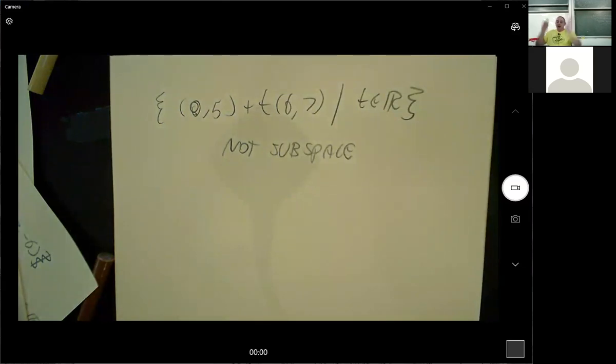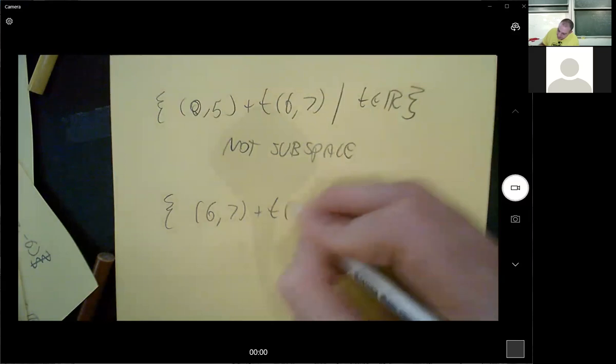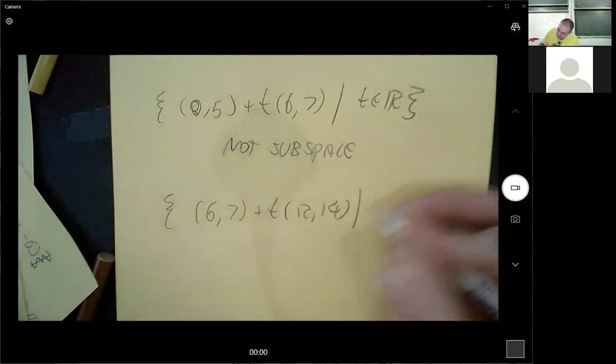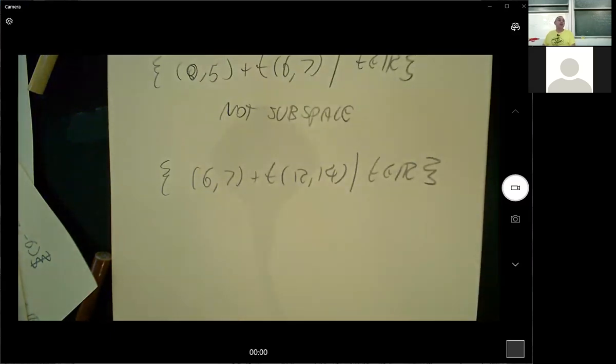But double bluff, that one is a subspace because this one's already a combination of that one.